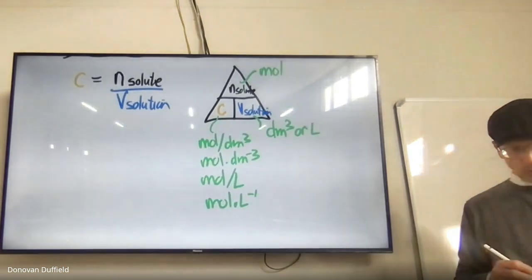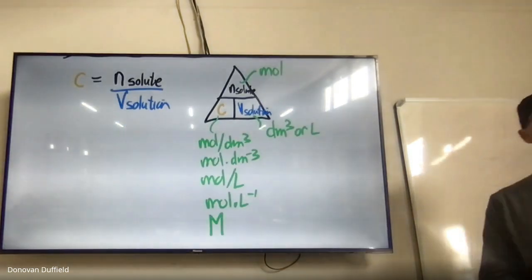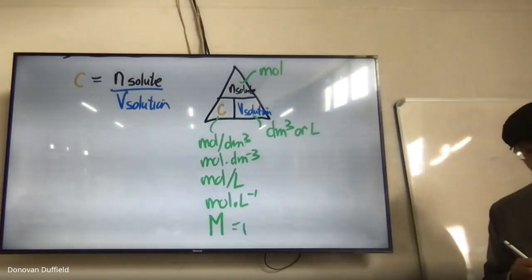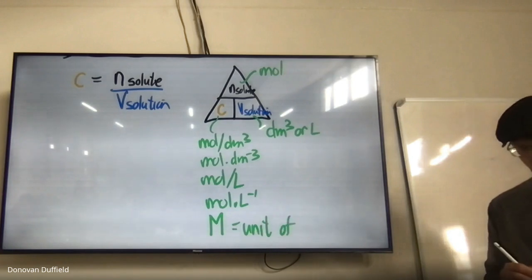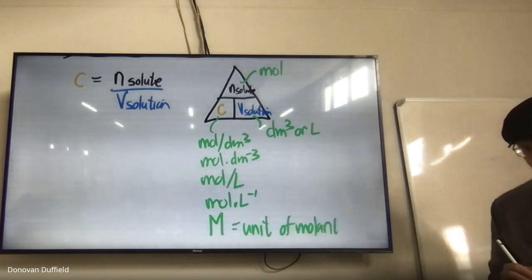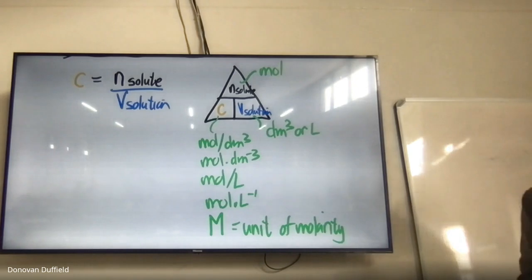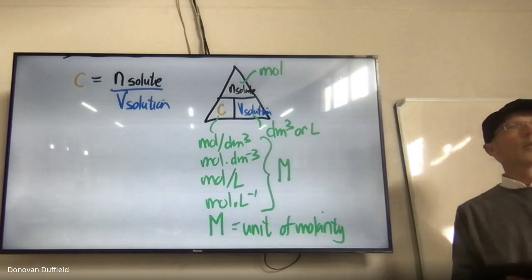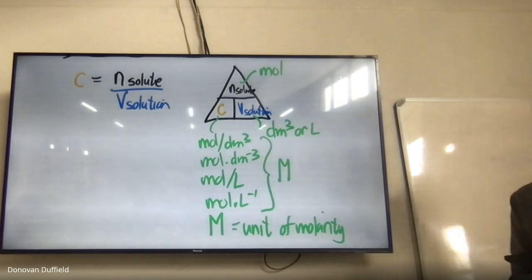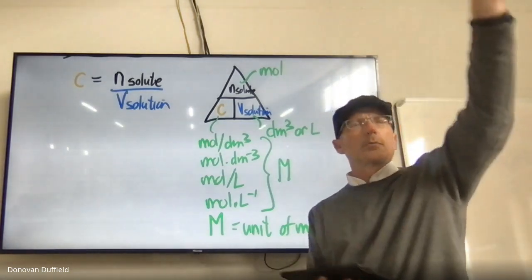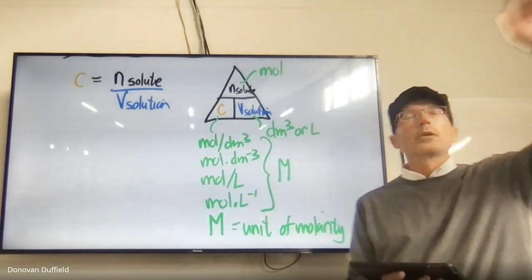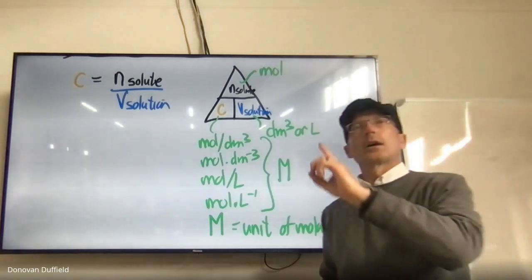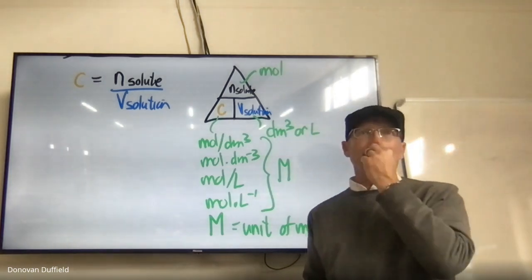Or, drum roll, are you waiting for it? Big M. Big M is the unit of molarity, which is fancy for concentration. So in actual fact, all of these are M. But wait a minute, M, sir, M means molar mass. No, this is M as a unit. M as a quantity is molar mass.